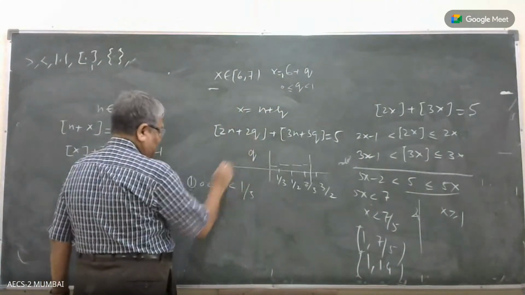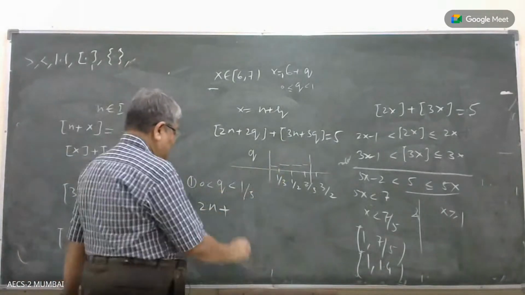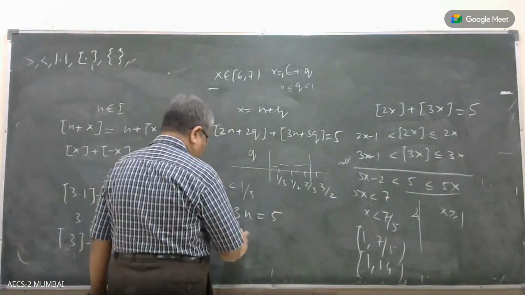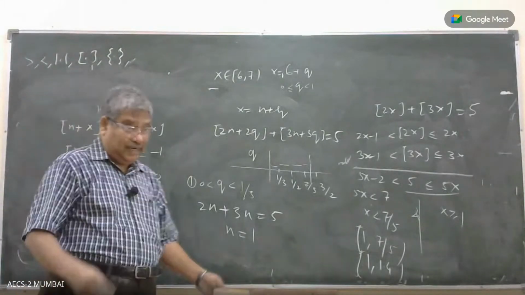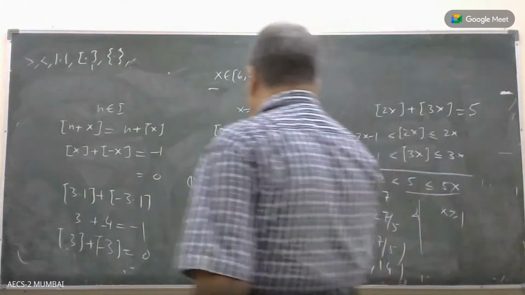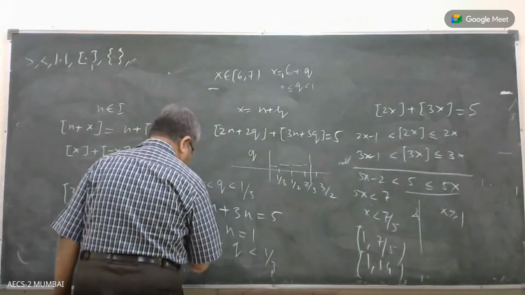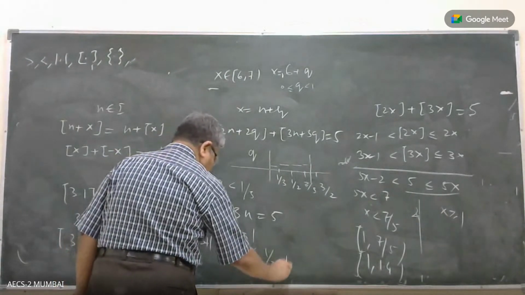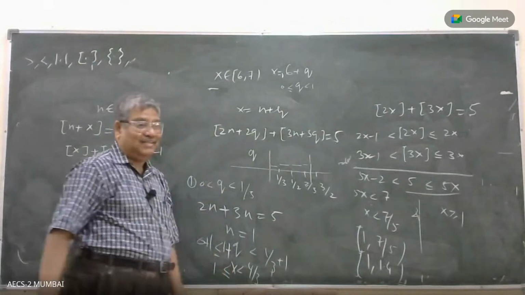Now let us see this. If q is less than 1 by 3, this will be 2n. Is this correct? Yes. And this will be 3n. That's it. So n will be equal to what? So what will be the answer in this? So n is 1, n is an integer, good. So what will be the answer? 1 to 4 by 3. So this n is 1 and q is this now, 1.3. So add 1. So x is less than 4 by 3 and greater than or equal to 1. This is the answer.